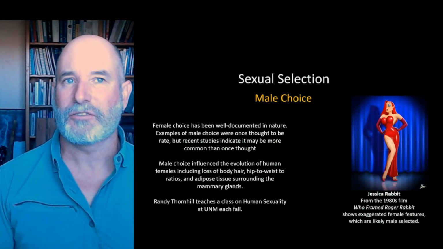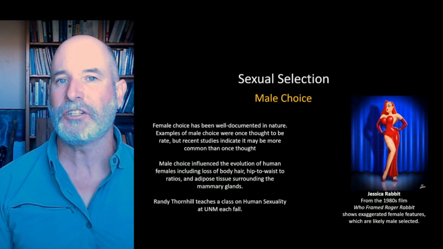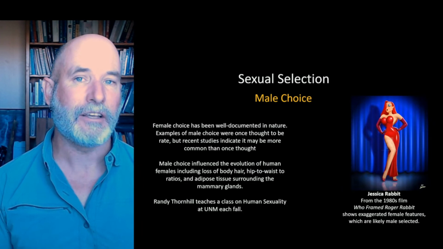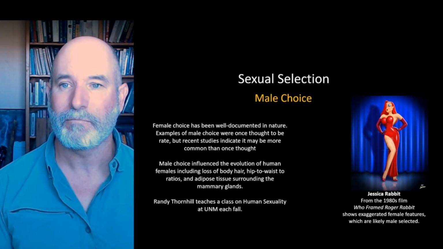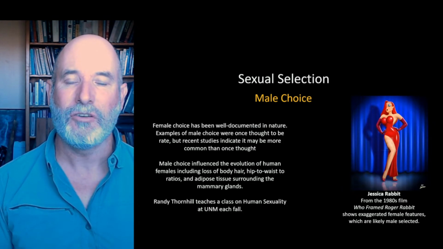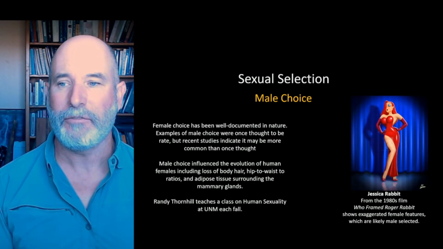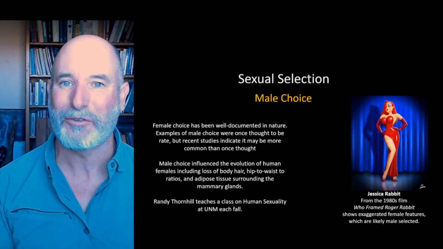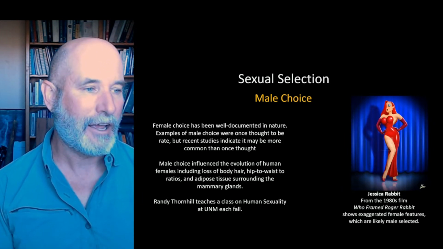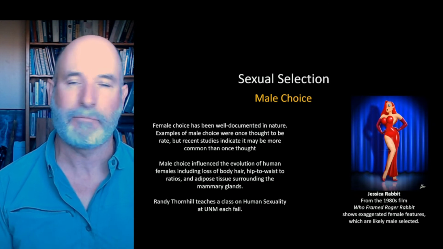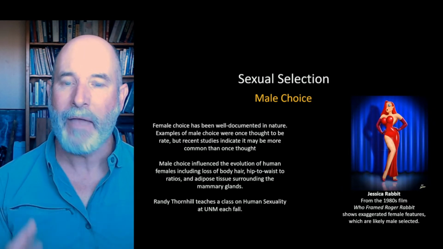Much of sexual selection focuses on female choice, where females are choosing traits for males. Surprisingly, throughout the animal kingdom, male choice is actually rare, except in humans. In humans, male choice includes parts of what we consider attractive on many females, and Jessica Rabbit from Roger Rabbit shows the accentuated traits that are often selected for by men, including hip to waist ratio and adipose tissue around the mammary glands. So these are examples of male choice.